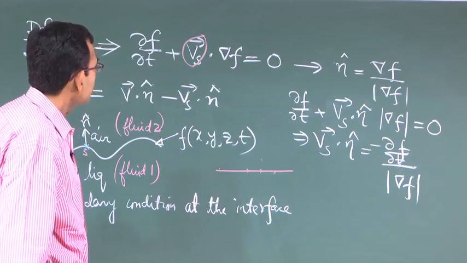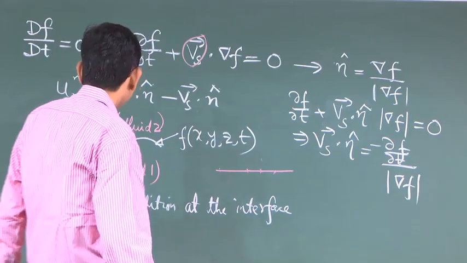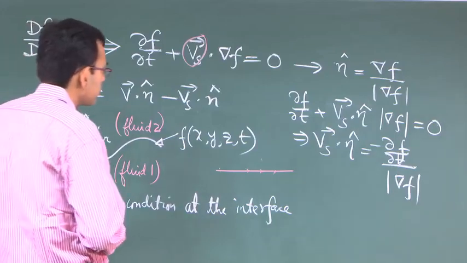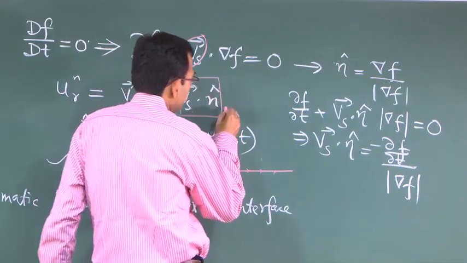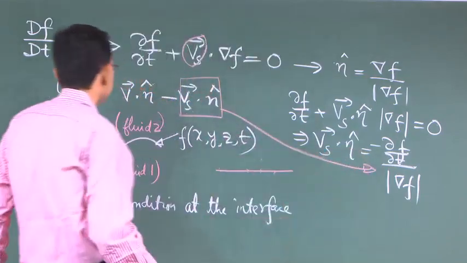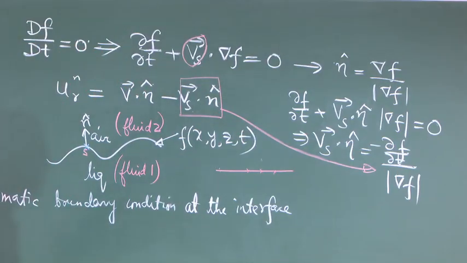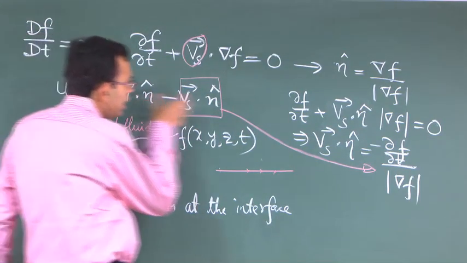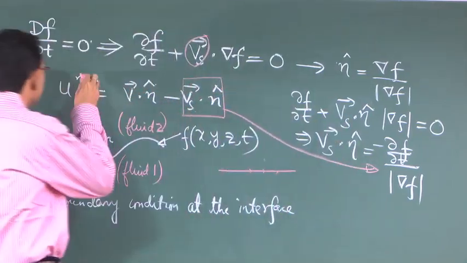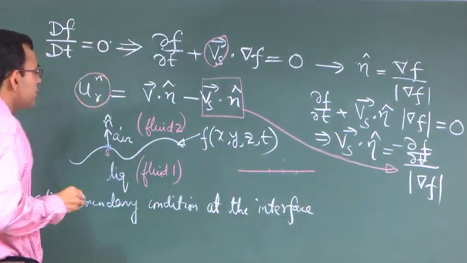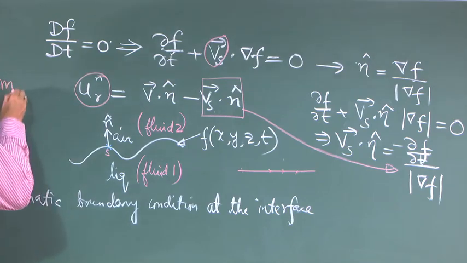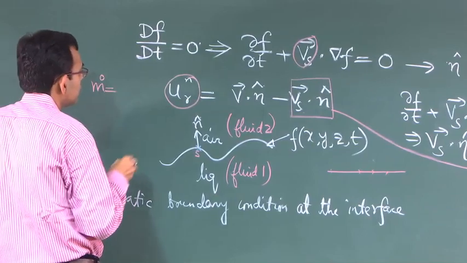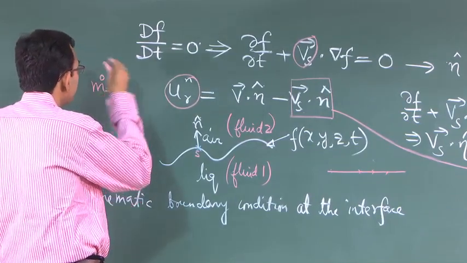So, now you can write, in place of this, you can substitute this. So, if you know the fluid velocity, if you know this, then you can express the relative velocity in terms of this, and mass flux across the interface, that is mass flow rate per unit area, mass flux.